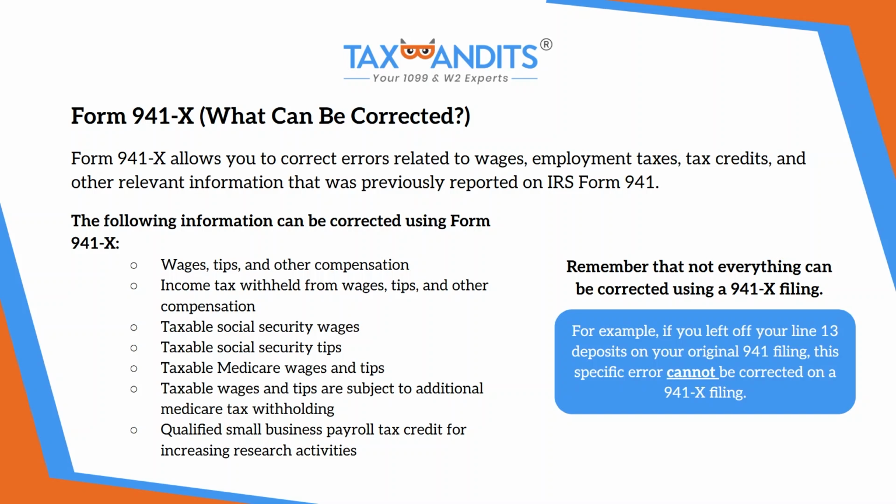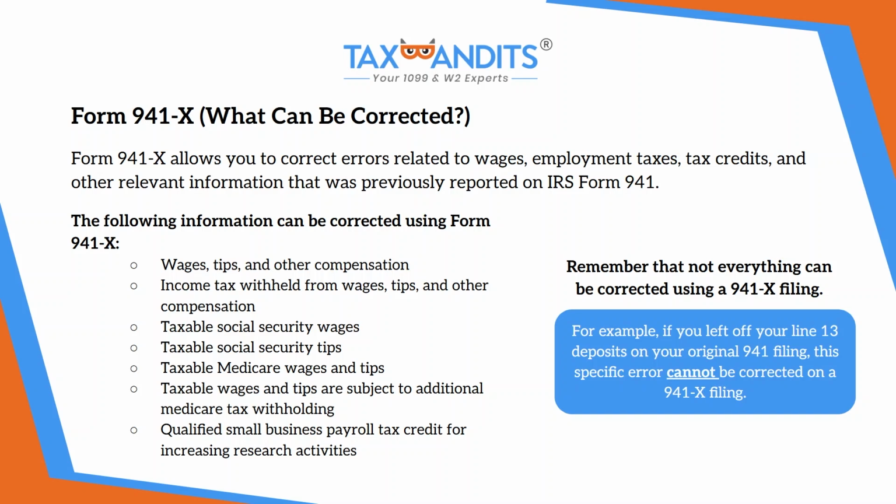Let's face it, everyone makes mistakes every now and then. Thankfully, there is an amendment form for 941 called the 941-X. And yes, you can file the 941-X within your TaxBandits account as well. Form 941-X allows you to correct errors related to wages, employment taxes, tax credits, and other relevant information that was previously reported on IRS Form 941.